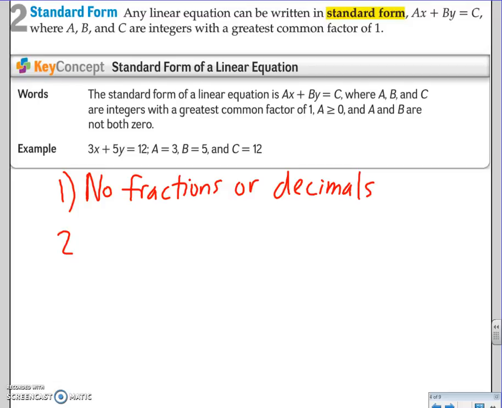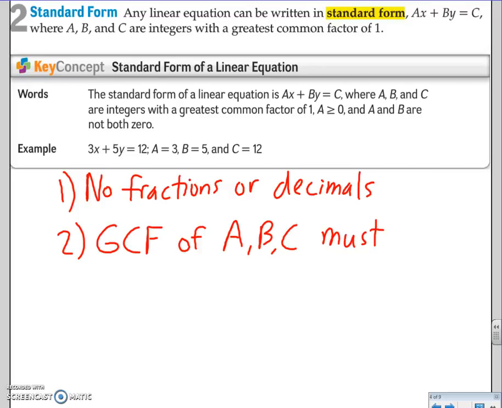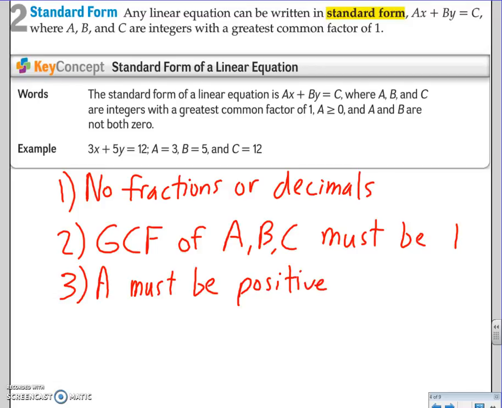Condition number 2 is the GCF of all 3, of A, B, and C, must be 1. What this means is they all can't have something that divides them. If I had 2, 4, 6, I'd have to divide everything by 2. And the last condition, and probably the most important one, would be A must be positive. If you follow those 3 conditions, you should be good.